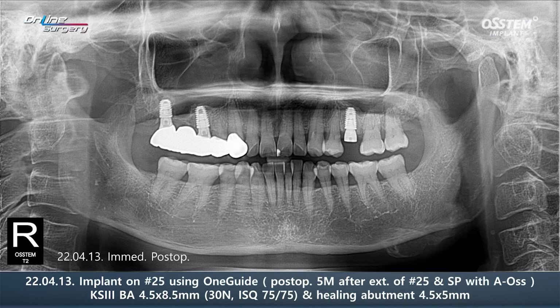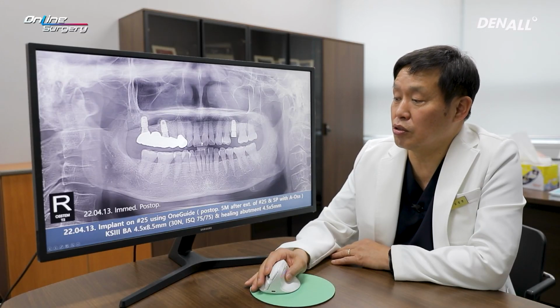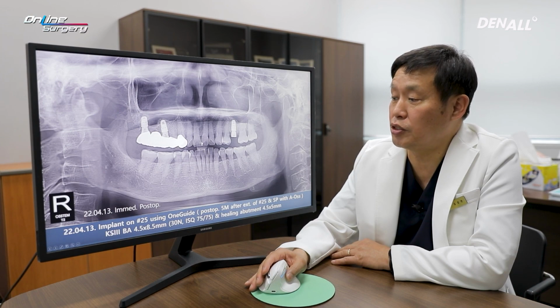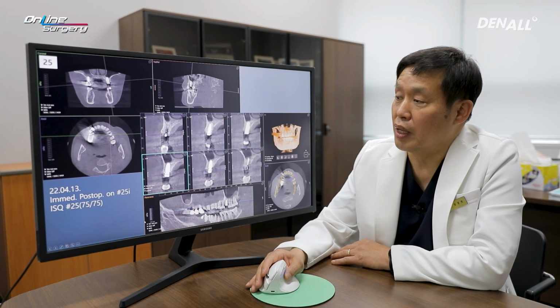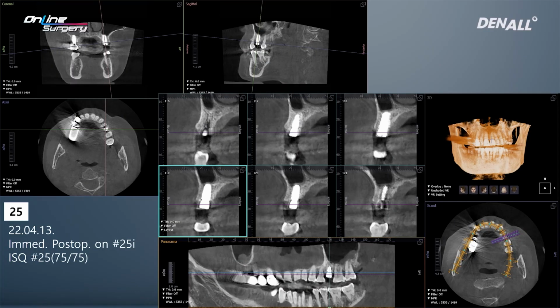This is immediate post-op. If you look at number 25, it has been placed nicely using one guide. It's been about 5 months since socket preservation. KS3B surface 4.5 by 8.5 millimeter implant was placed. The primary stability was over 36 Newton centimeter, and ISQ was 75 and 75. Surgery was completed after connecting healing abutment.